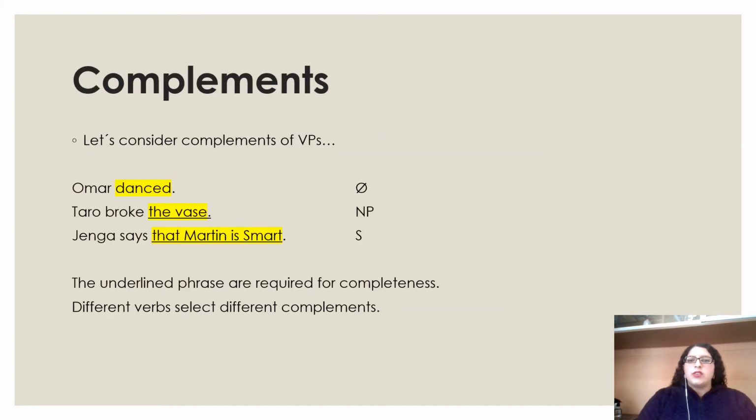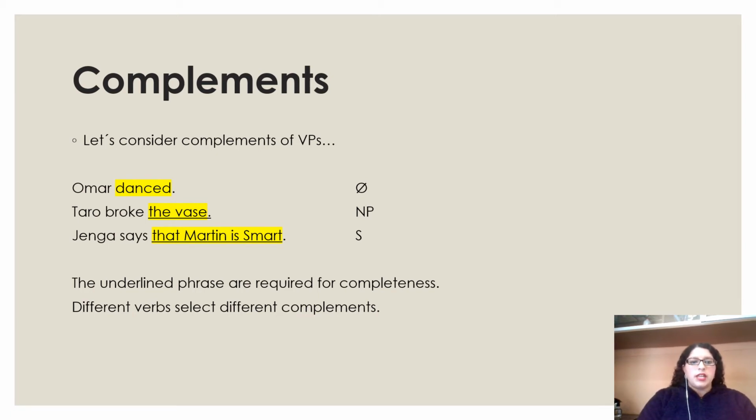So let's look at some complements of verb phrases. The underlined portions are complements and you should notice that the complements inside a verb phrase are objects, so indirect objects or direct objects or something like that on the desk. So this is a required part of the verb phrase.